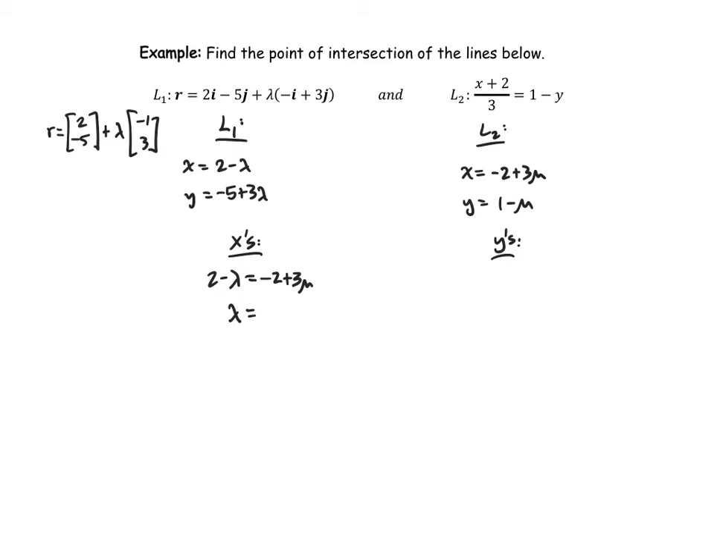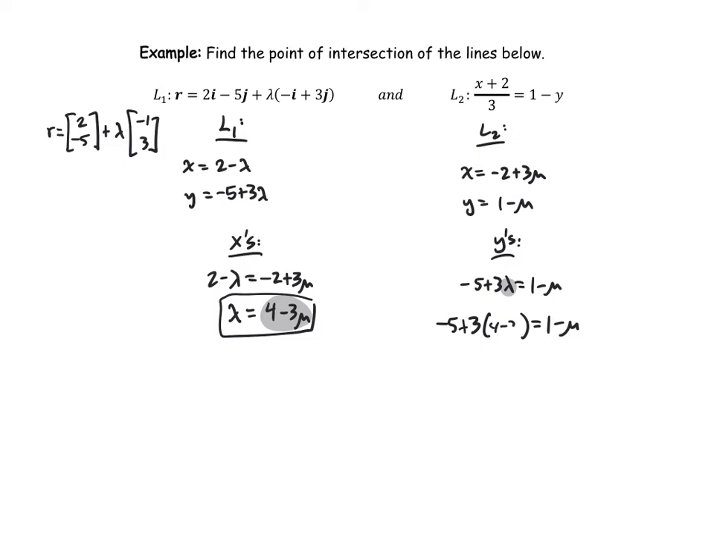If I solve for lambda, I'd subtract 2 and multiply by negative 1. So that would give me 4 minus 3 mu. So lambda and mu have this relationship going on. Now I'm going to go over to my y values, set the y's equal, which is negative 5 plus 3 lambda equal to 1 minus mu. And I'm going to plug in lambda from right here. What that'll help me do is eliminate that lambda parameter and have everything just in terms of mu.